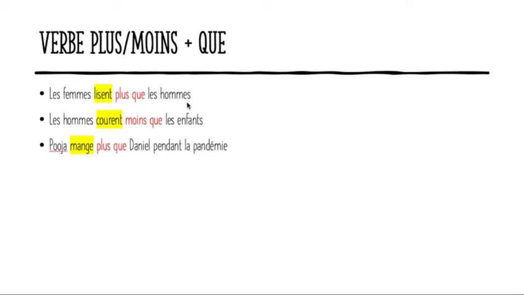Okay. Les hommes courent moins que les enfants. So men run less than kids. And again, these are not facts. I'm just using these as an example. Another one here, Pooja mange plus que Daniel pendant la pandémie. So Pooja eats more than Daniel during the pandemic. Okay, and again, this is for you to explain or to compare two different groups depending on what they're doing. And again, like I mentioned, in your case, you're just comparing with plus ou moins, so more or less.